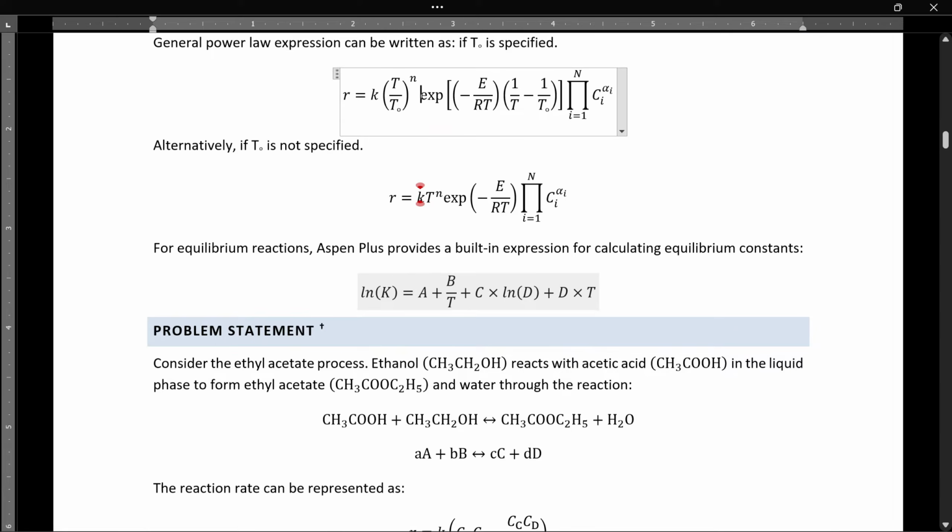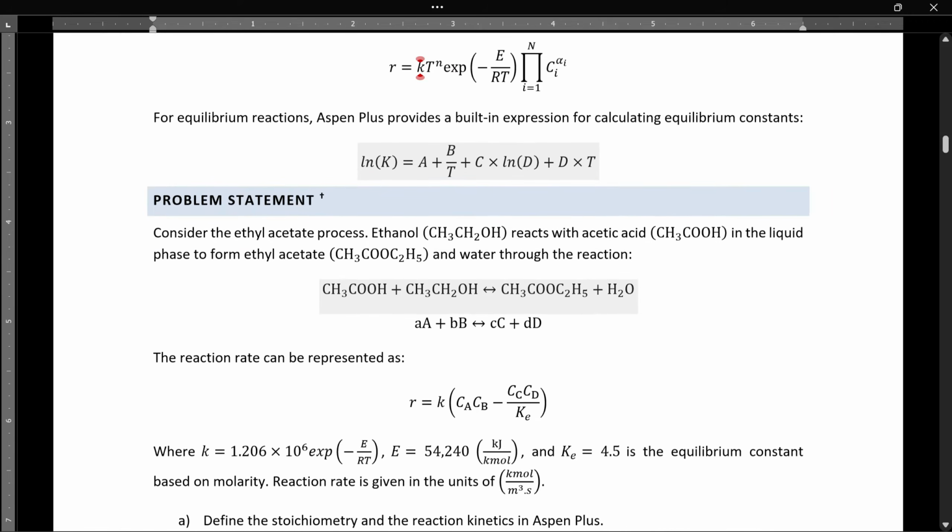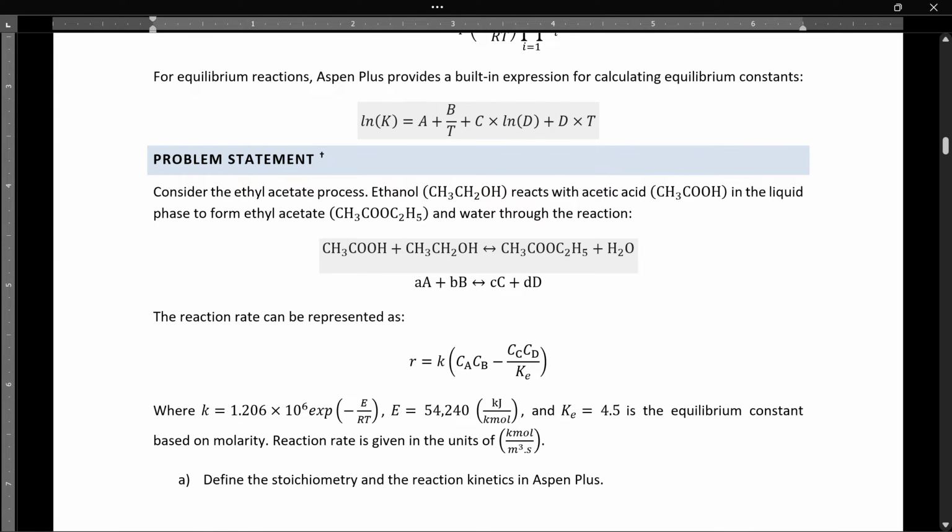Let's consider the following case study for the exercise of defining power law expressions and power law kinetics in Aspen Plus. Consider the ethyl acetate process, where ethanol reacts with acetic acid in the liquid phase to form ethyl acetate and water through the reaction that is shown here. One mole of ethanol reacts with one mole of acetic acid to produce one mole of ethyl acetate and one mole of water.